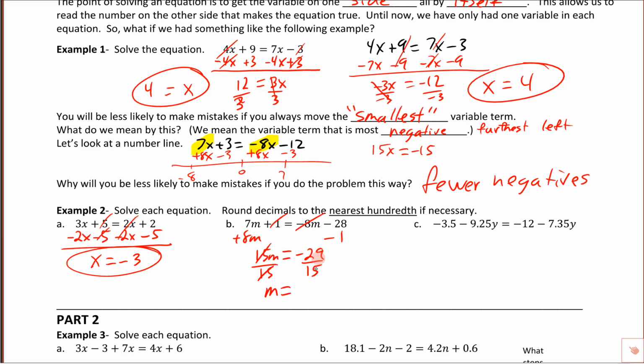We're going to say, hey, can I reduce 29/15ths? Well, they don't have anything in common. In fact, 29 is prime. We don't have any common factors there. So the answer on this one is simply the improper fraction, negative 29/15ths. Okay? All right, let's take a look at this one right here.